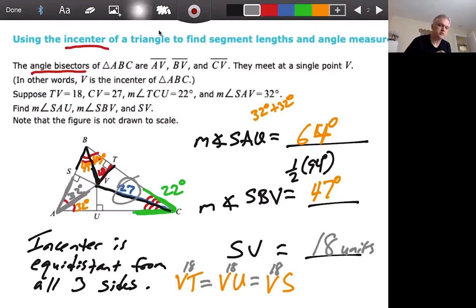27 was just there so that they could test to see that you knew what you were doing, okay? The 27, if you wanted to do right triangles, then you could find some other segments, but to find SV, you just needed to know that SV and TV and UV are all congruent because V is the incenter of that triangle.